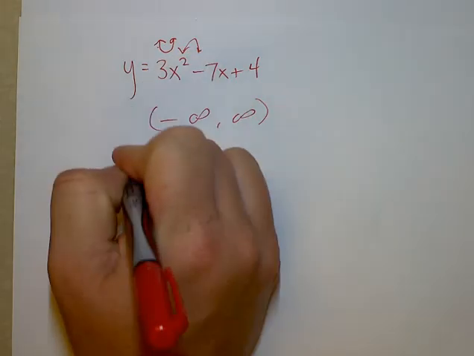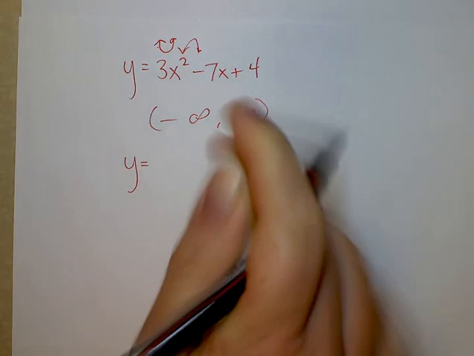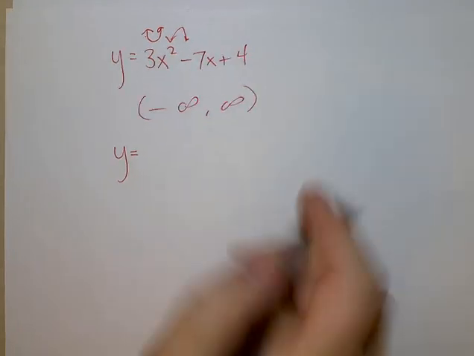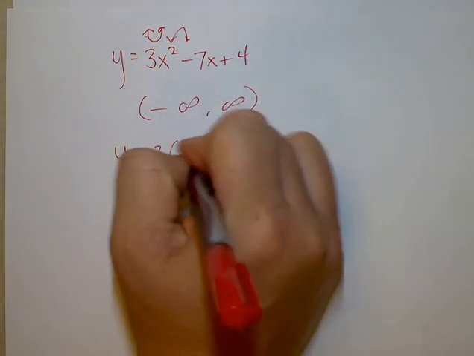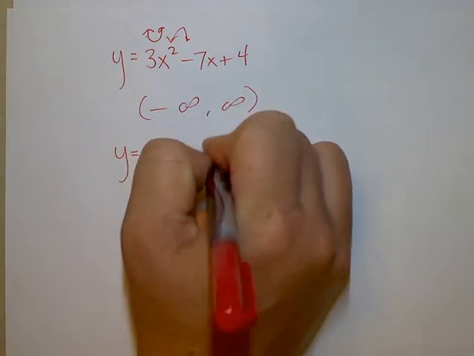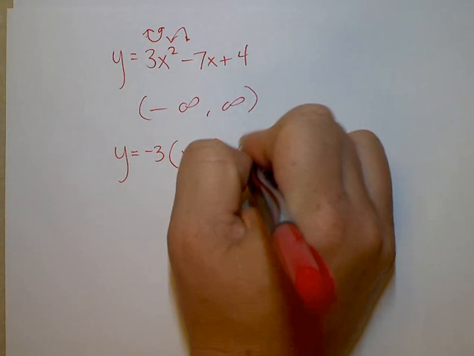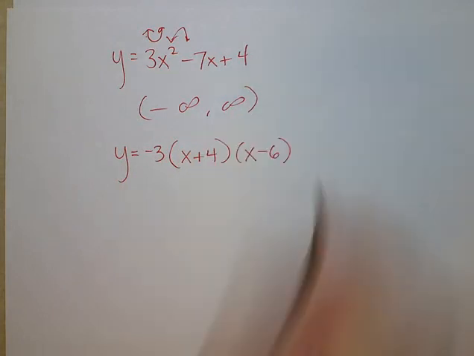Okay, let's do another one. Let's go to factored form. Y equals -3 times (x plus 4) times (x minus 6). You have 15 seconds to determine the equation of the line of symmetry.